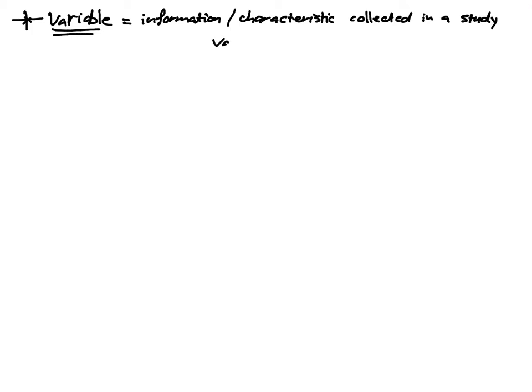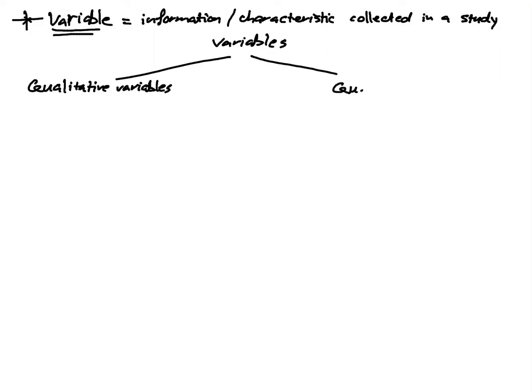Now, when it comes to variables, there are two main types. You have qualitative variables, and then you have quantitative variables. Right? So qualitative variables are things that are expressed using words or phrases.